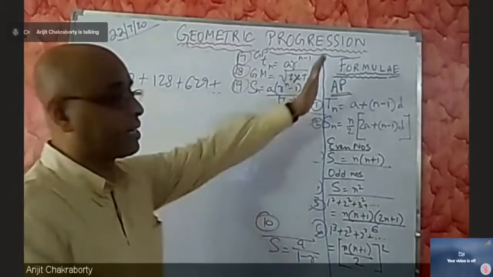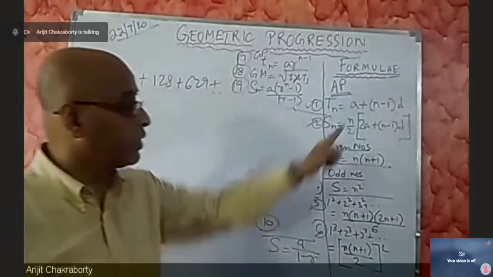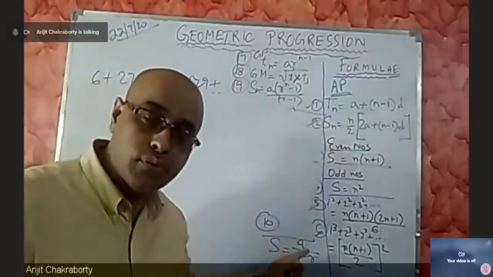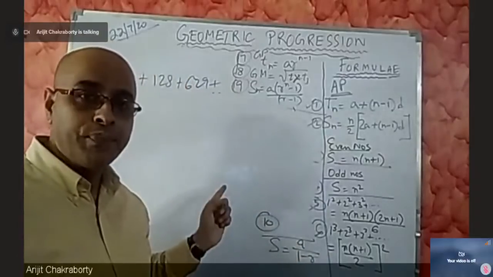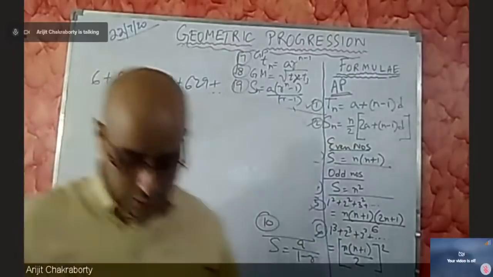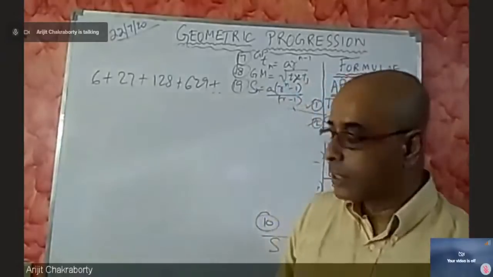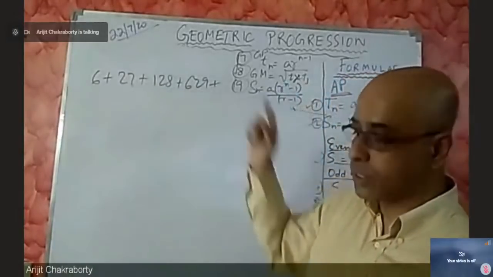This is only a ready reckoner. This part of the whiteboard I have kept only as a ready reckoner so that we can easily refer to any of the formulas while working on any problem. We can quickly relate, interlink. Okay, so here let's do this problem. 6 plus 27 plus 128 plus 629.